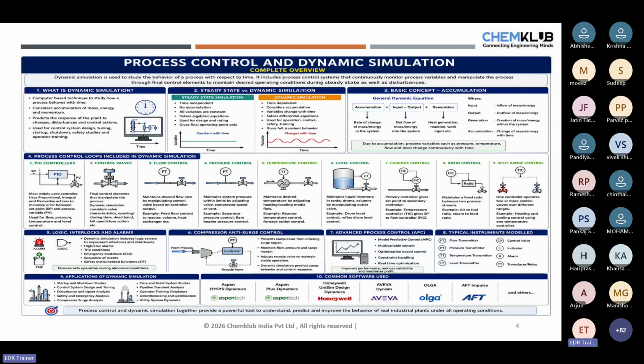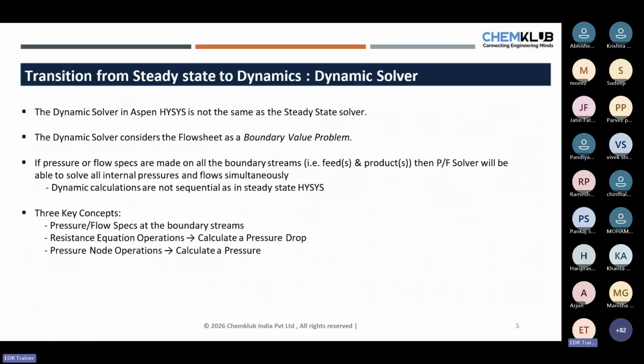They are mainly used in offshore platforms, where you have a transient slug that may come, and a slug catcher, which is the first equipment that sees it, so how to size that slug catcher is done mostly by OLGA or AFT. Yeah. So the next is the transition from steady state to dynamic.